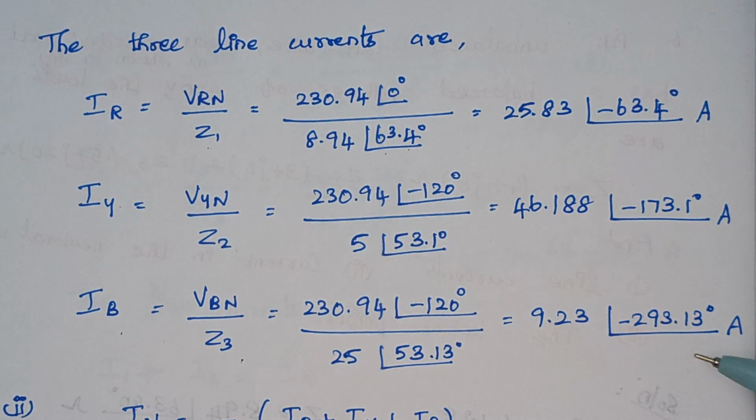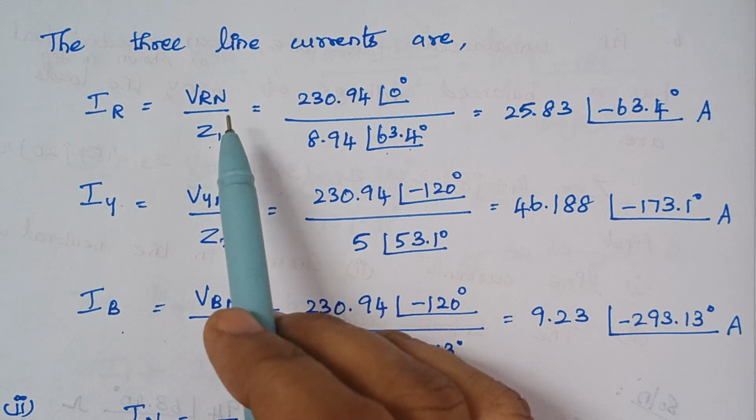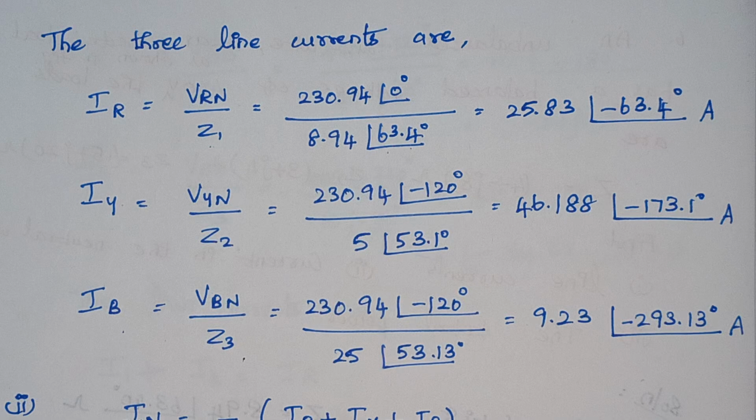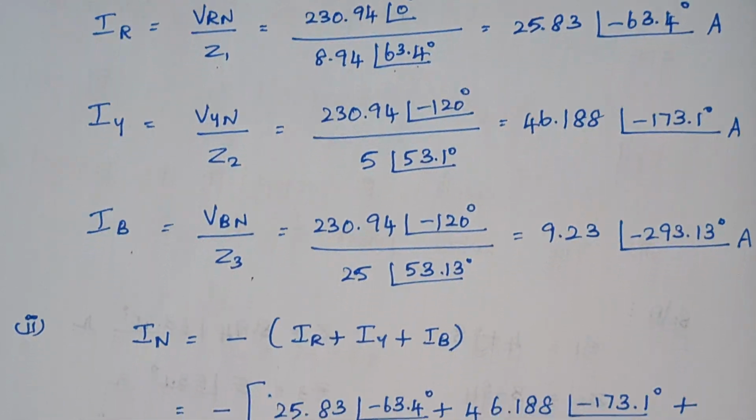We have calculated the value of line currents and here again the thing is the line current is equal to phase current in case of a star network. So with the help of phase voltage, we are finding the phase current. The phase current in turn is equal to the line current, right? Now the next thing is we are going to find the value of neutral current, right?